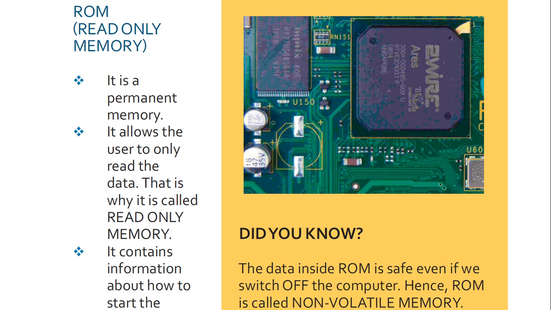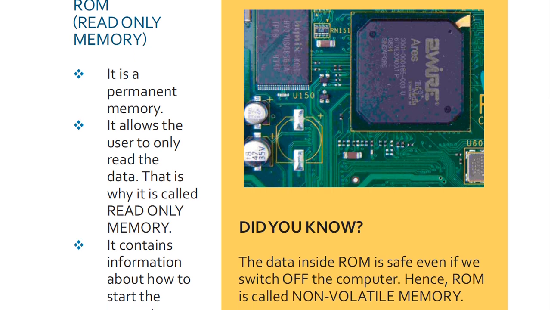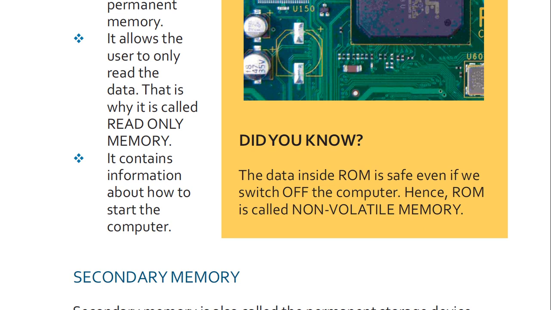Okay, students, next it allows the user to only read the data. That is why it is called read only memory. When you access the data, you cannot change it. You can only read. That's the reason it is called read only memory. It contains information about how to start the computer.